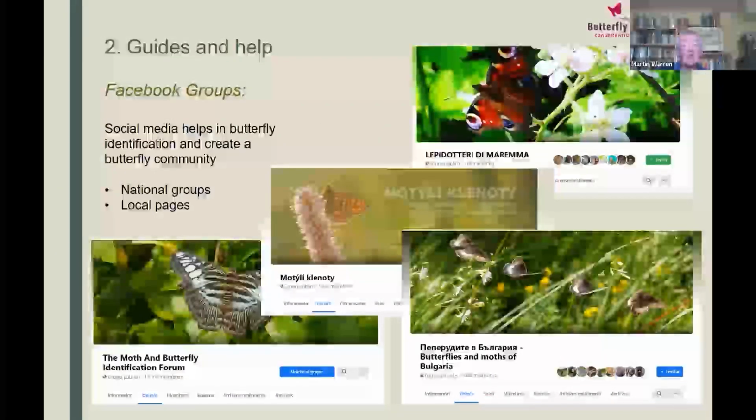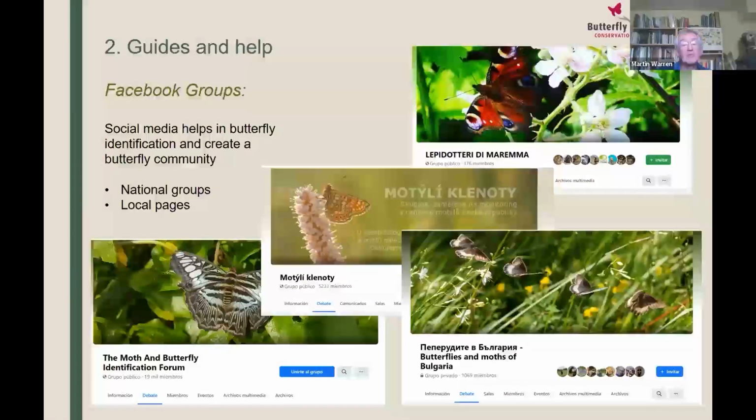So here's some of the Facebook groups. And I gather you've got a Facebook group already in Slovakia, so that may be the way to go, and to start, those of you that don't know your butterflies, to identify them.